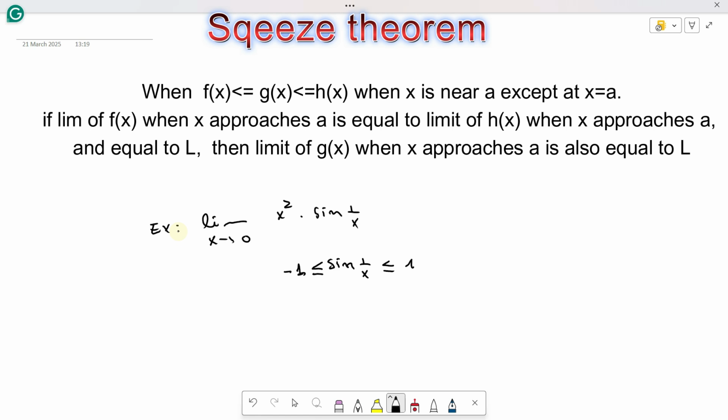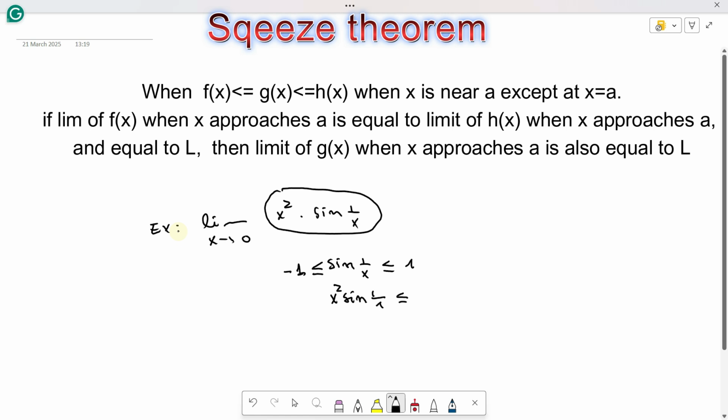So you see, our function here is sine of 1 over x times x squared. This means that if we multiply x squared by sine of 1 over x, it will be less than or equal to x squared, because it's x squared times 1, and greater than or equal to minus 1 times x squared. And then for the limit when x tends to 0, of course it's 0.